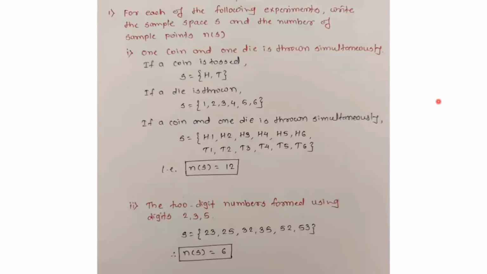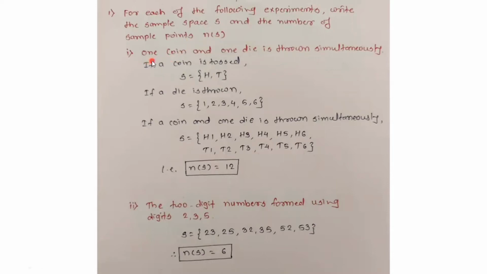Hello students, let us solve some examples from exercise 5.2 from the topic probability of standard 10th maths part 1. The first question is, for each of the following experiments, write the sample space S and the number of sample points. Earlier we have studied the basic concepts of the experiment, sample space, sample points, etc.